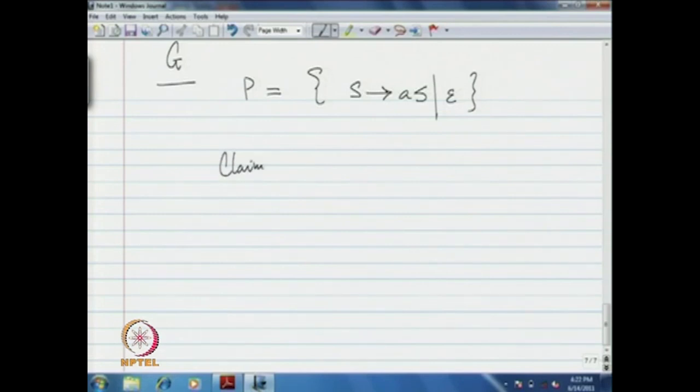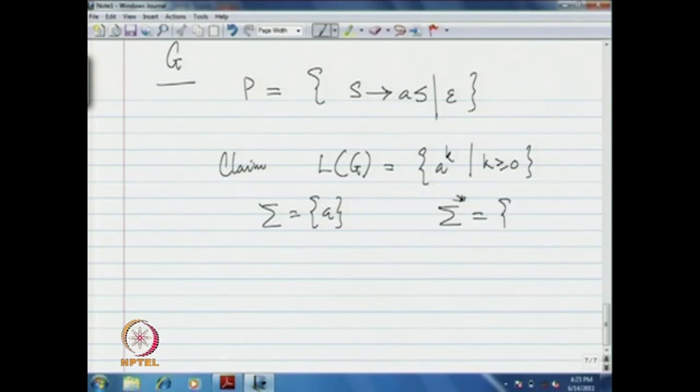The claim now is the language generated by this grammar is sigma star. As you understand here, first we have to look at what strings you can derive using L of G. If sigma is singleton a under consideration, what is sigma star? This is precisely a power k such that k is greater than or equal to 0, and one can observe that whatever strings you generate in this grammar are a subset of sigma star, as discussed earlier.